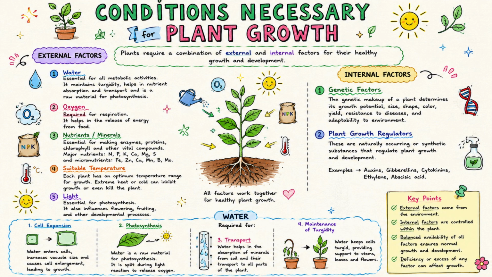The first important factor is water. Water is essential for plant growth because it helps in cell expansion and maintains the turgidity of plant cells. Water is also required for photosynthesis, which is the process through which plants prepare their food.